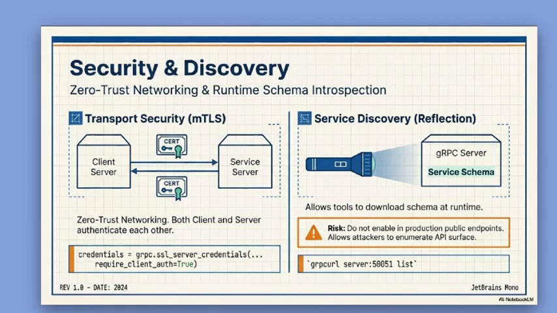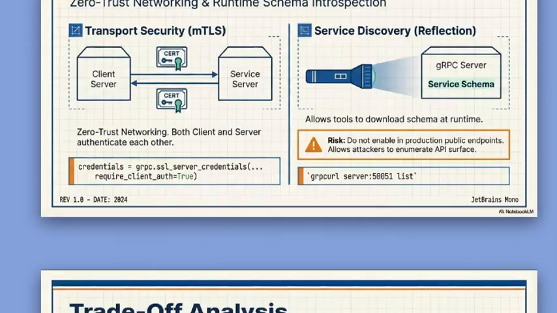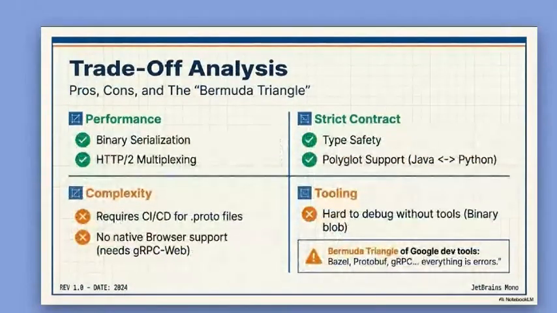Got it. So we've seen all the cool stuff, but is this for everyone? The next slide gives us the trade-off analysis. We have to be honest here. The pros are obvious. Performance, strict contracts, polyglot support, meaning your Python service can talk to your Java service perfectly. But the cons. The first one is complexity.